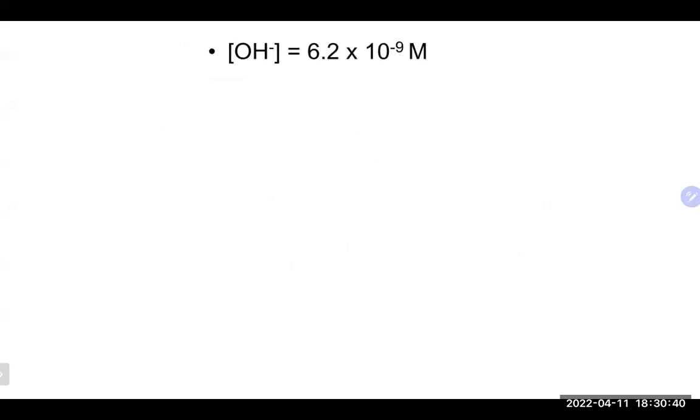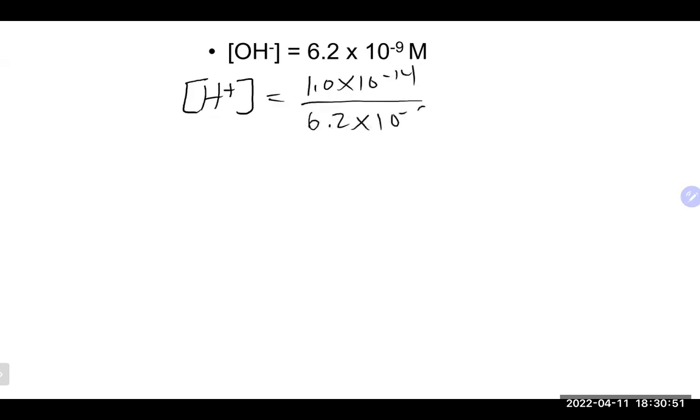So again, doesn't really matter, still going to basically end up the same. This could be H plus is equal to 1 times 10 to the minus 14 divided by 6.2 times 10 to the minus 9. Again, we want to make sure we punch it in correctly. So 1 exponent negative 14 divided by 6.2 exponent button negative 9. And looks like you should end up with a 1.6 times 10 to the minus 6. Again, it would be molar in this case.